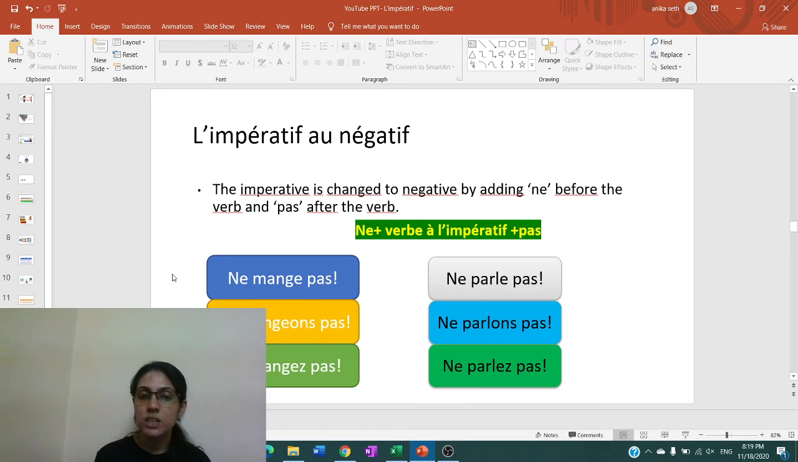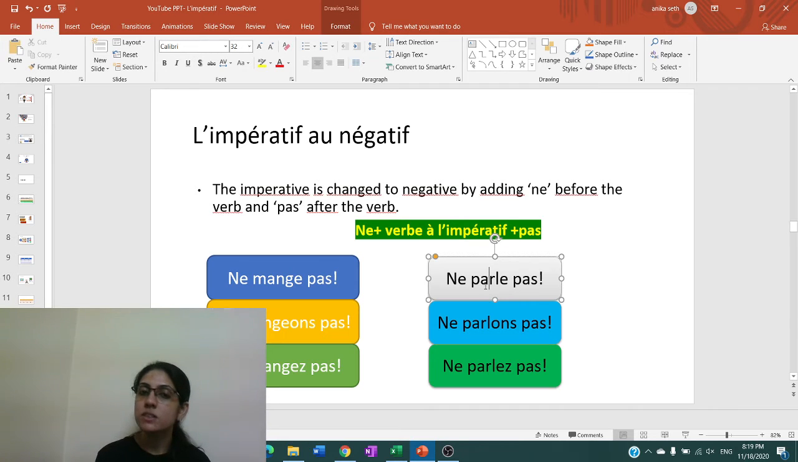Right? So with each conjugation of the verb, mange, mangeons, mangez, ne is put before the verb, pas is put after the verb. Ne mange pas, ne mangeons pas, ne mangez pas. Then look at the second verb also, parler. Ne parle pas, ne parlons pas, ne parlez pas. Ne is placed before the verb, pas is placed after the verb. So don't speak, don't eat, and so on.